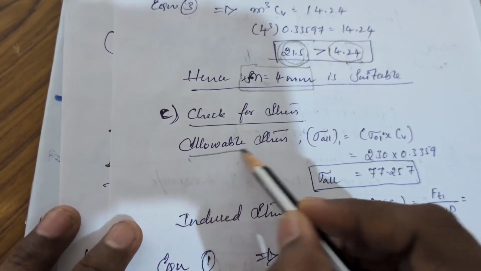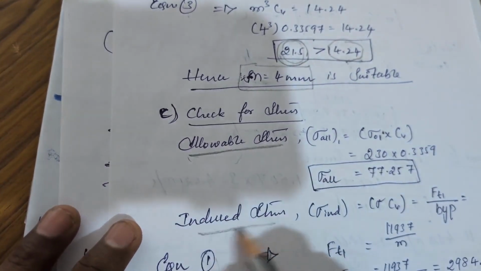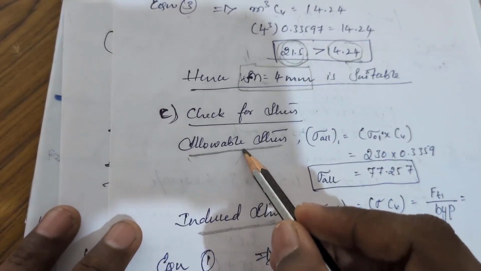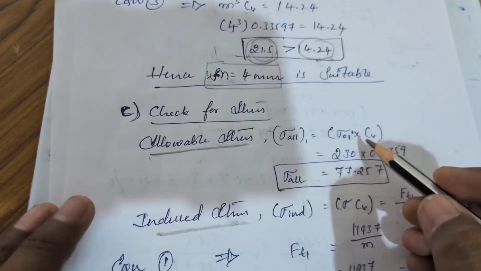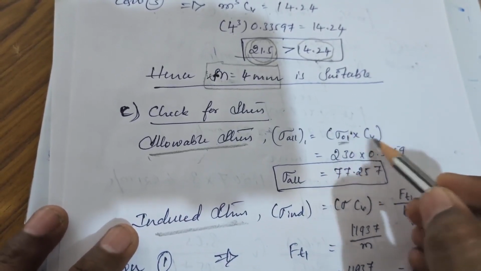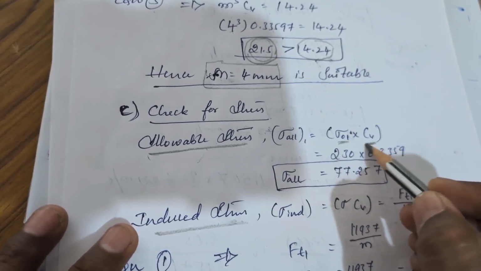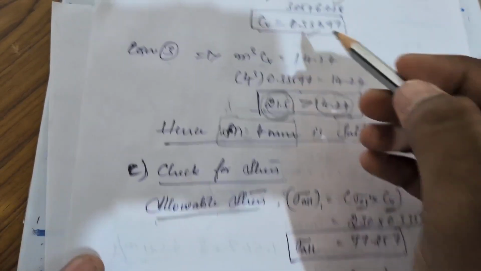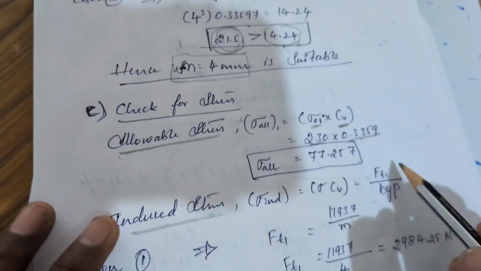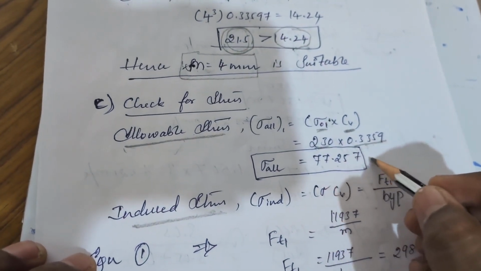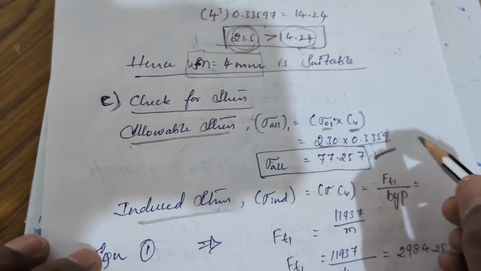First we need to calculate allowable and induced stress. Induced stress has to be less compared to allowable stress. The allowable stress equation is very simple. We will multiply the allowable stress with CV, the velocity factor. So 230 into 0.3359, which we have just calculated. The same thing I will multiply. Then you will get 77.257, which is the allowable stress.